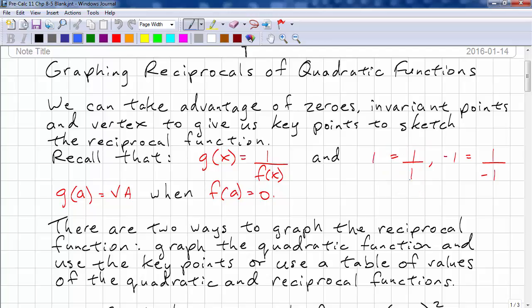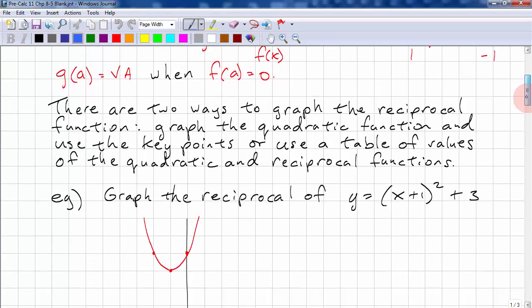and that 1 equals 1 over 1, and negative 1 equals 1 over negative 1. These are our invariant points because the value of g of x and f of x are the same. And g has a vertical asymptote at x = a when f of a equals 0. Now there's two ways to graph the reciprocal function. We can graph the quadratic function and then use the key points, or use a table of values of the quadratic and reciprocal functions. And we use the latter when there aren't many key points to use.